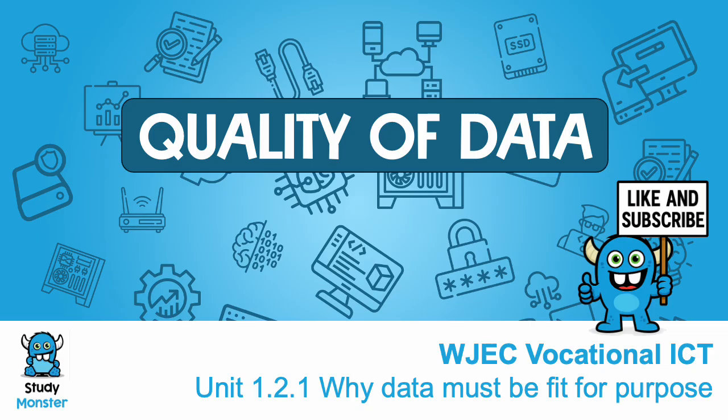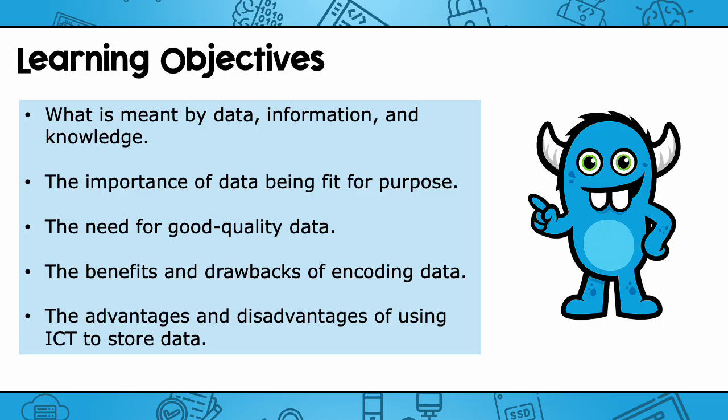Today we're going to be exploring Unit 1.2.1, why data must be fit for purpose. So we're going to be focusing on quality of data. Learning objectives for this video: we're going to be looking at the difference between data, information and knowledge. Now I know those words sound very similar, but they mean very different things. And you need to understand the difference between the three and how data becomes information, how data becomes knowledge.